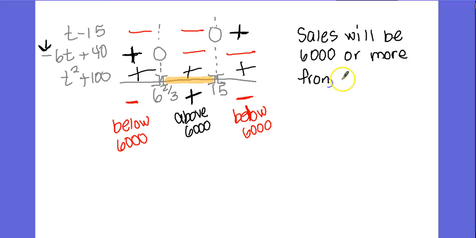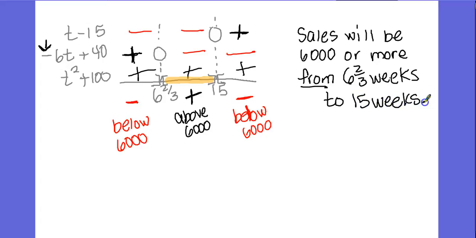from, and I'm using the word from to include 6 2/3 weeks to 15 weeks. And the reason I'm using the words from and to is because I want to actually include those numbers. So I don't want to say between them. I want to say from this one to that one, all of it.